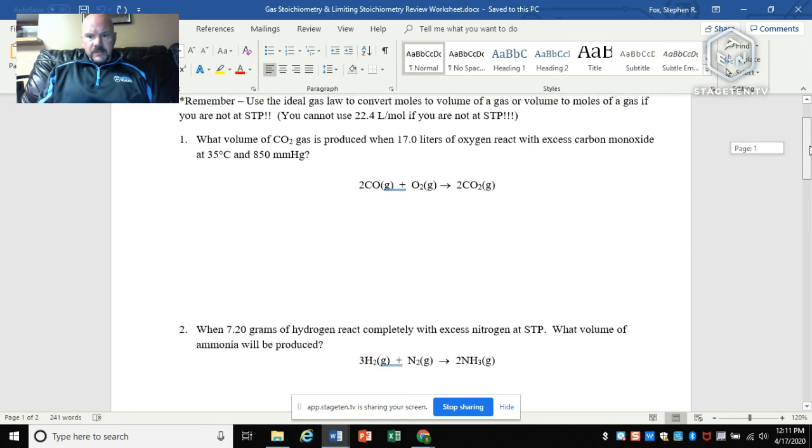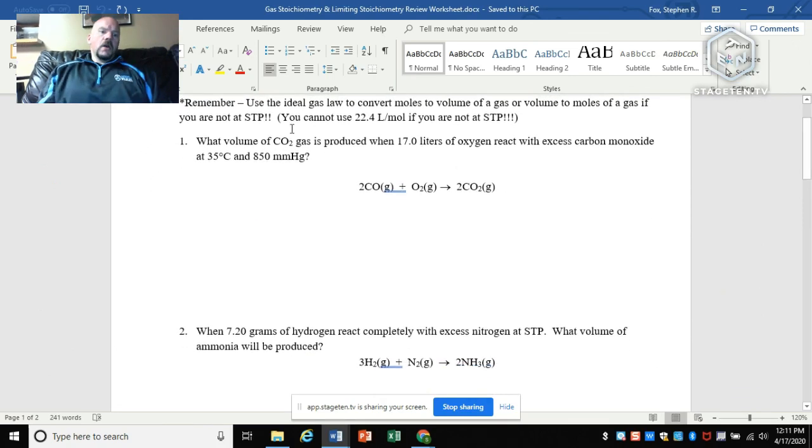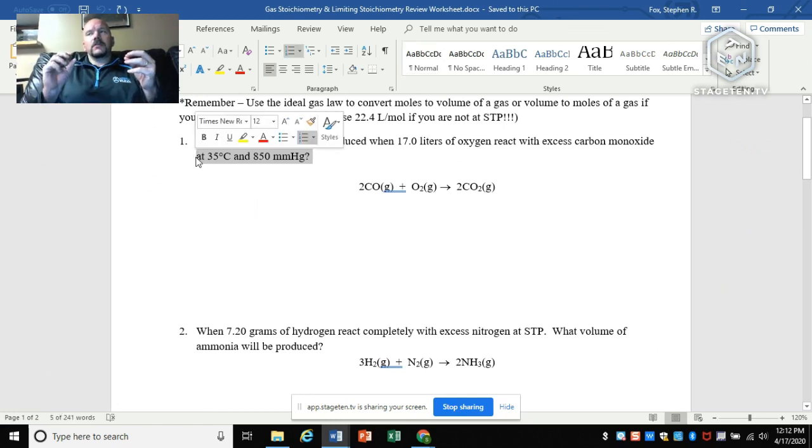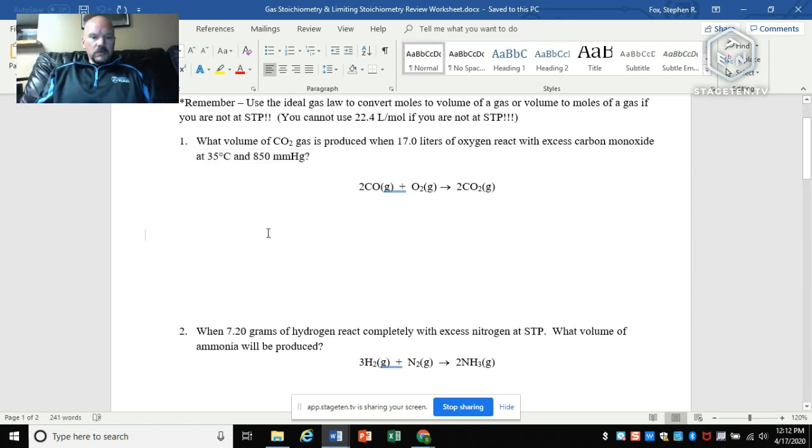So, the gas stoichiometry worksheet. Okay, so what volume of CO2 gas is produced when 17 liters of oxygen react with excess carbon monoxide? Let's talk about the way you really should attack this question. It's the easy way, and you do it this way because you understand how the relationships work.